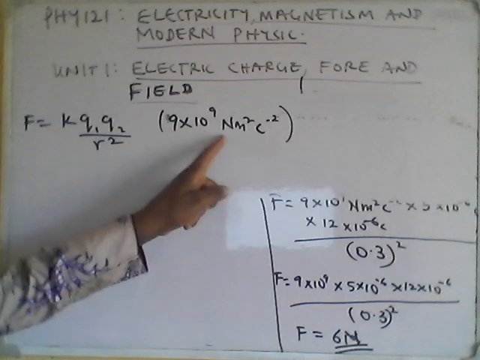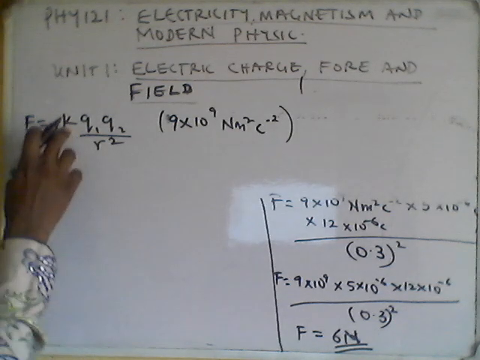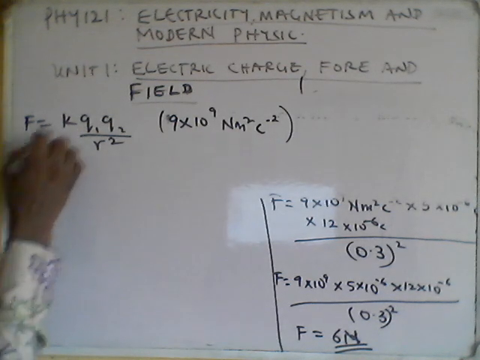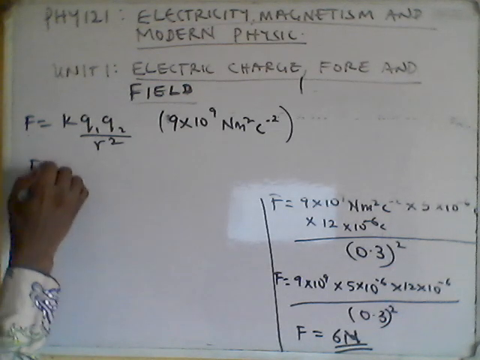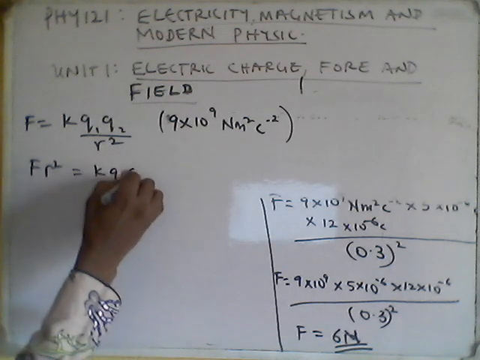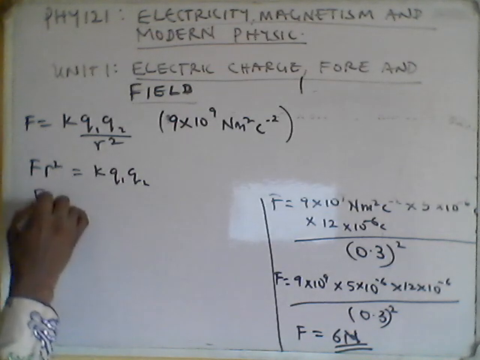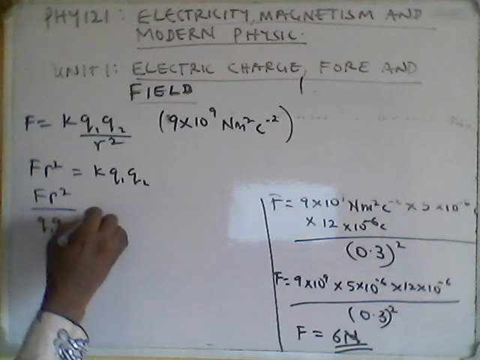This is a derived unit. How do you get this derived unit? It is gotten from this formula already. This formula has some parameters that already have their own units. So if I make K the subject of the formula, because K is what we want to get, F times R square is F R square equals K Q1 Q2. Now F R square over Q1 Q2 is equal to K.